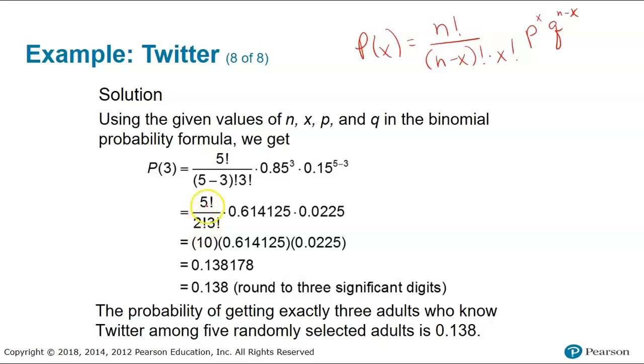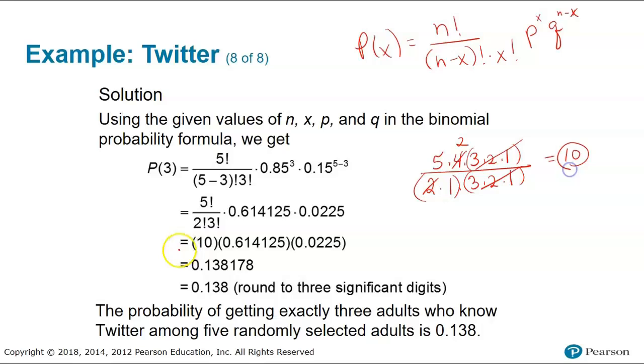If I'm going to write this out, 5 factorial will be 5 times 4 times 3 times 2 times 1. I'll divide that by 2 times 1, and then 3 times 2 times 1. So these are actually all going to cancel off, and the 2 will divide into 4. And so all that's going to equal 10, and that's where this 10 is coming from. So I'll multiply all of this out, and we get this answer. Okay, that's the probability that x equals 3.